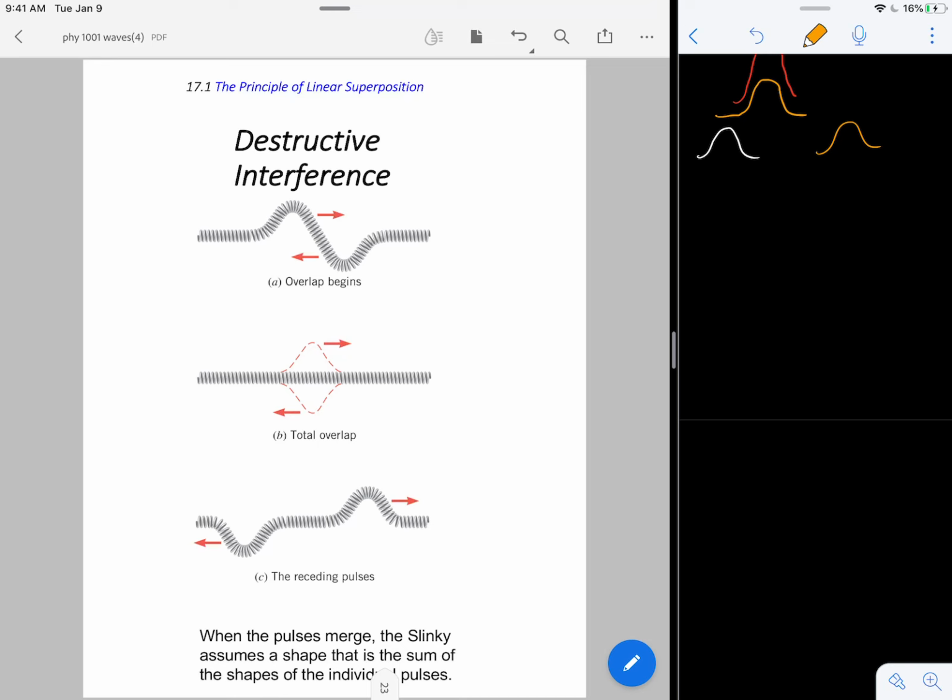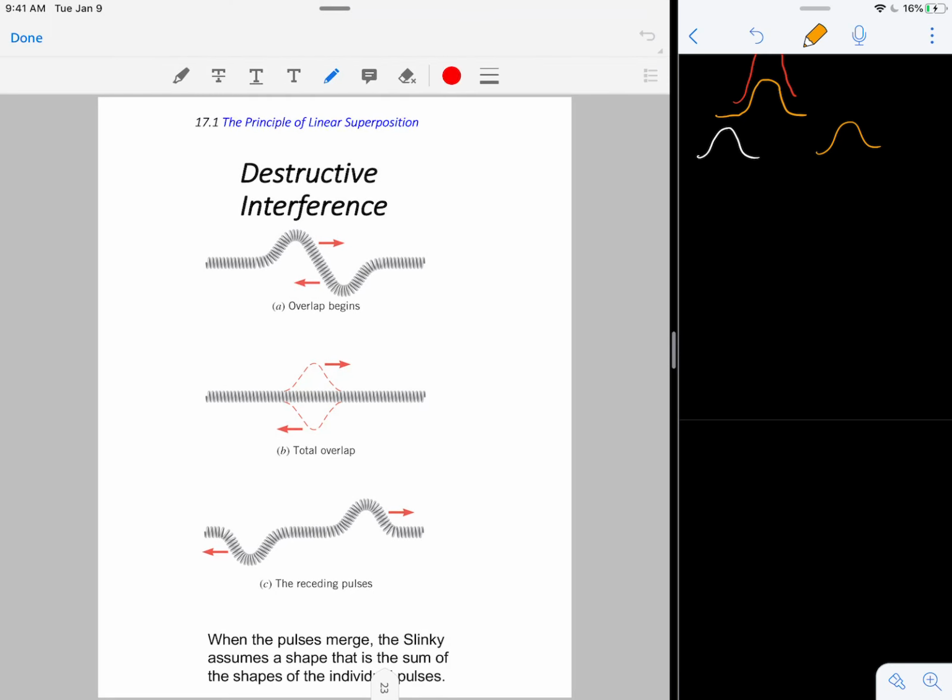So here, if you have two waves, but now they have opposite orientations, so that one is up and one is down, when they actually meet, they're going to cancel. And then after they pass through each other, they'll proceed as they were before. So this is wave 1 here, this is wave 2. When they meet, they cancel each other out, and then wave 2 goes to the left, and wave 1 proceeds to the right.